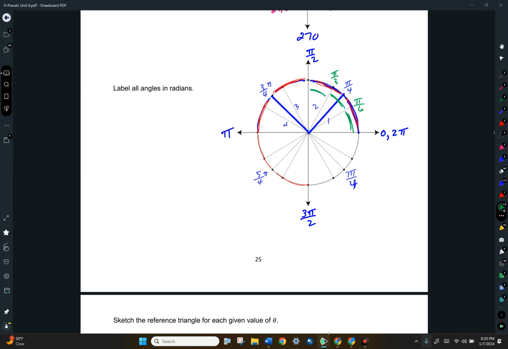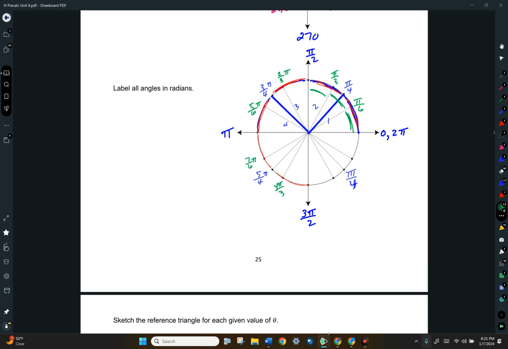To get to 1/2, it makes sense that that would be 3/6. If I go another one, 4/6 would be 2/3, and 5/6. And then 6/6 is where we get to 1 pi. Then 1 and 1/6 would be 7/6. If I go another one, that's going to be 8/6, which reduces to 4/3.